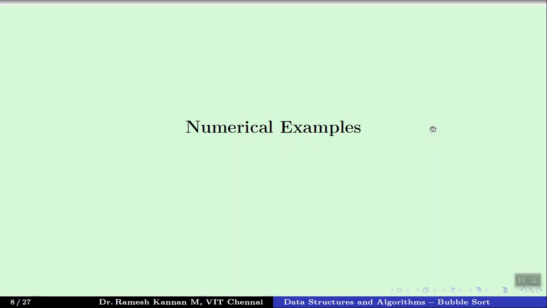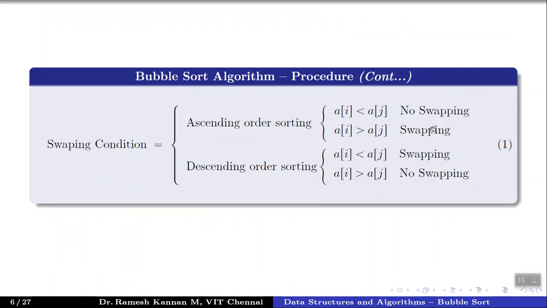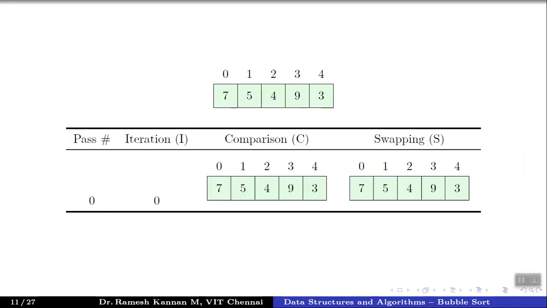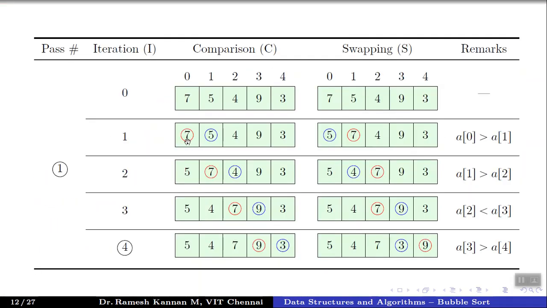So I'll just go back to my lecture once again. For an ascending order, if the previous entry is less than the next entry, then no swapping. But if it is vice versa, if the previous entry is greater than the next entry, then we need a swapping, right? So that's the basic logic. In this case, 7 is greater than 5.